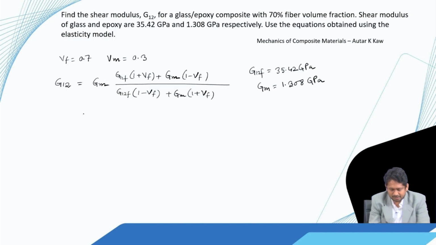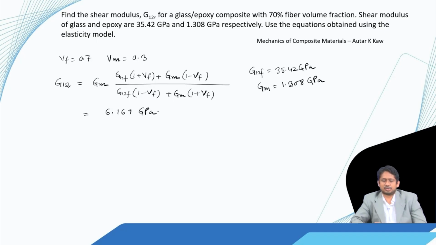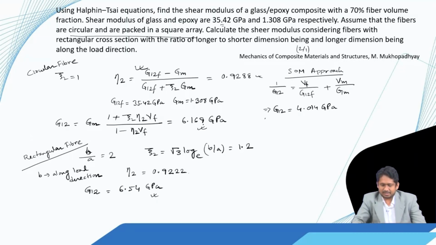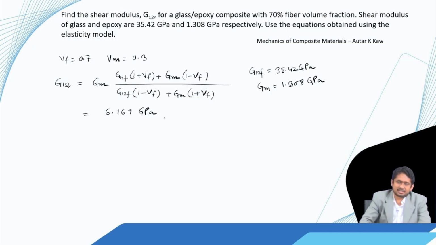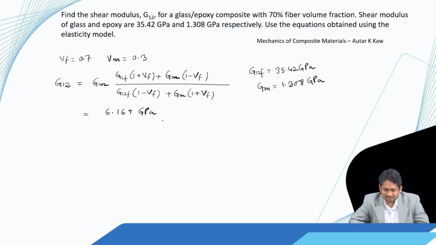Now, if we evaluate the expression by putting all these numbers, then finally, the value that we get is 6.169 GPa. So, if we look into the previous example that we did using the Halpin-Tsai equation and the strength of material based approach, in this problem here also we can see that for circular fiber xi 2 is equal to 1, we got the same value here. But using the strength of material based approach, this value was quite underestimated.